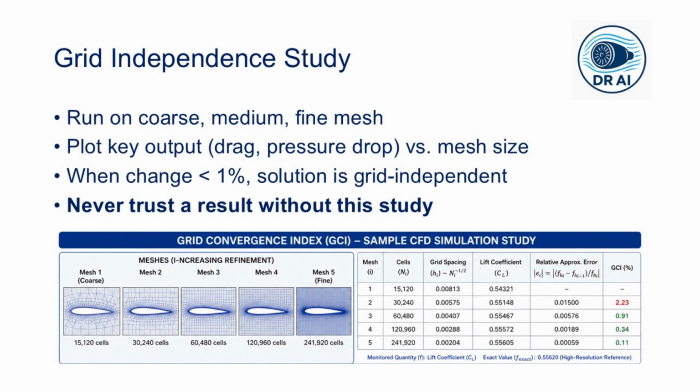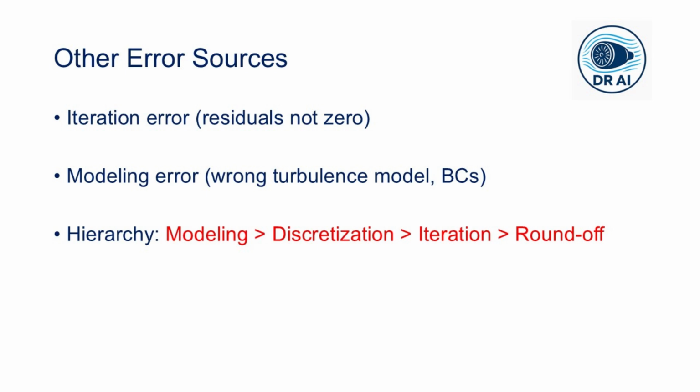Never trust a CFD result that has not been checked for grid independence. It is the single most common reason for wrong answers. So two more errors, for completeness, are the iteration error and the modeling error. We will be discussing them one by one.